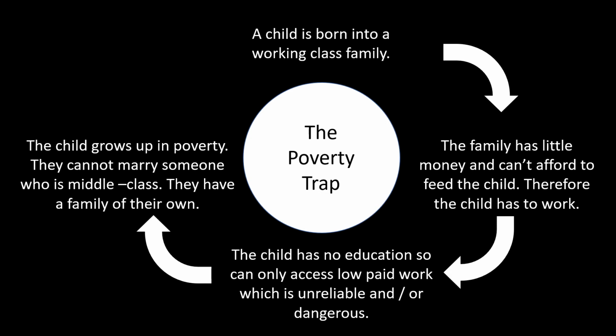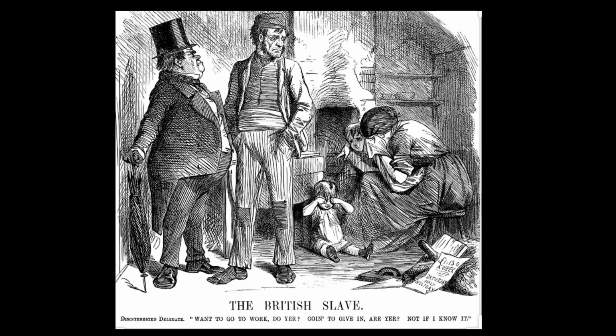They can't marry someone who is middle class. That would have been seen as unacceptable during that period of time. They then go on to have a family of their own, and therefore the poverty cycle continues. During this period of time, the working class and the middle class lived entirely separate lives.